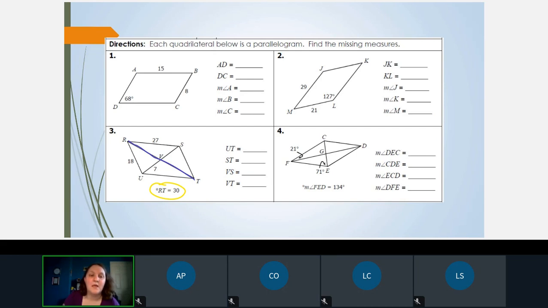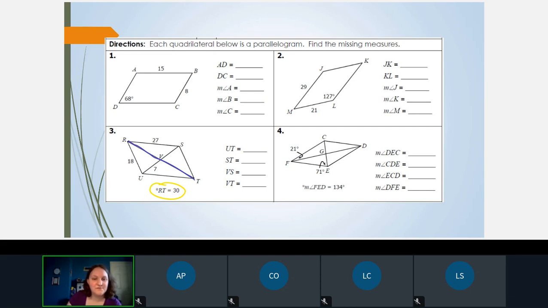Now I ask myself, what is RT? Is RT a side? Is it an angle? Or is it a diagonal? Okay, so I'm going to put a poll up on the screen. A, it's an angle. B, it's a side. C, it's a diagonal. D, I'm not paying attention. What is RT?